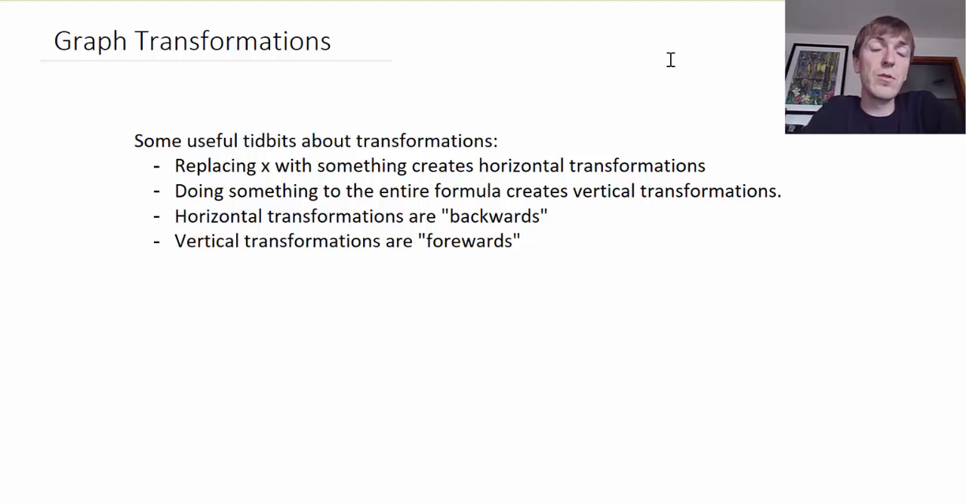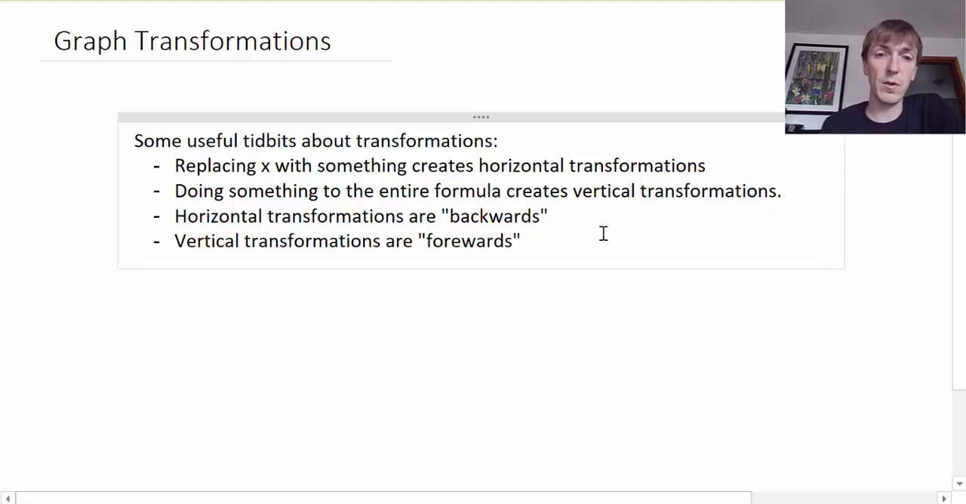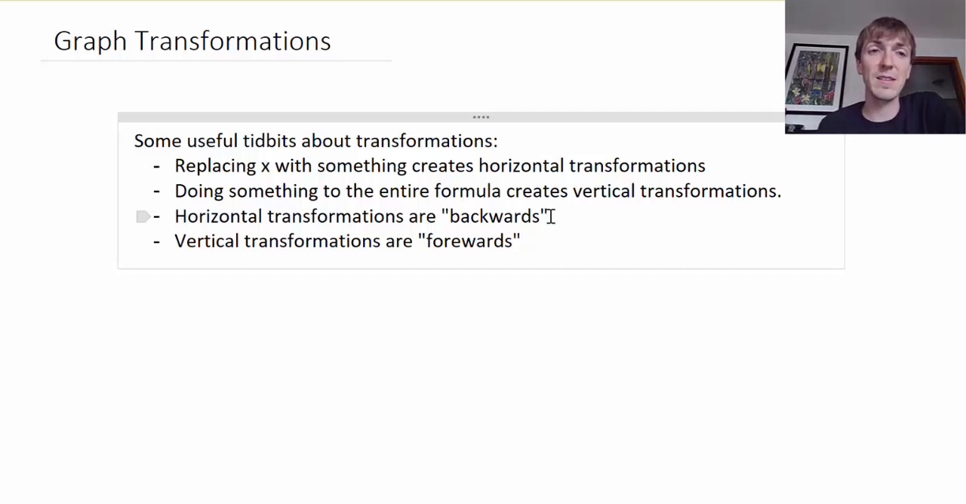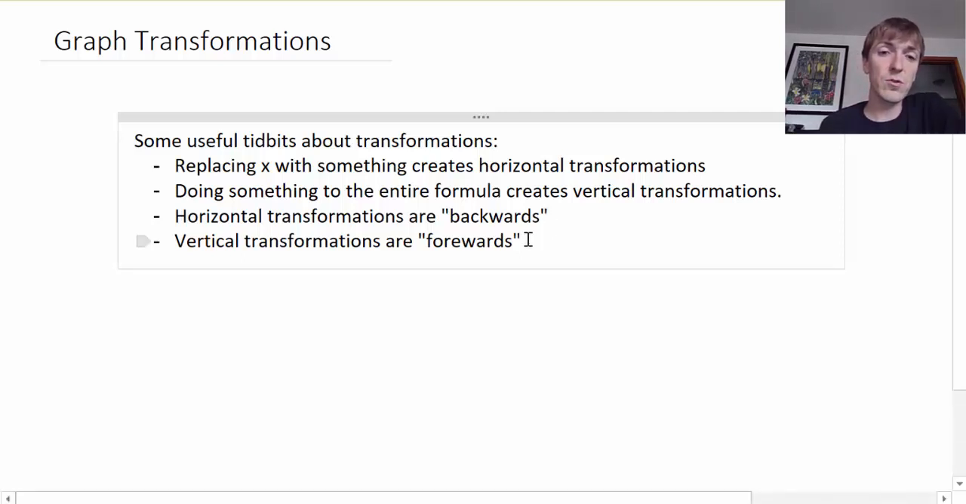But to put it simply, there are two types of graph transformations. There's horizontal transformations and there's vertical transformations. And in general, when you replace x with something in your formula, you've created a horizontal transformation, whereas if you do something to the entire formula, you've created a vertical transformation. The other difference between horizontal and vertical transformations is that horizontal transformations are backwards in a way that will make sense in the next examples, whereas vertical transformations are always done forwards.